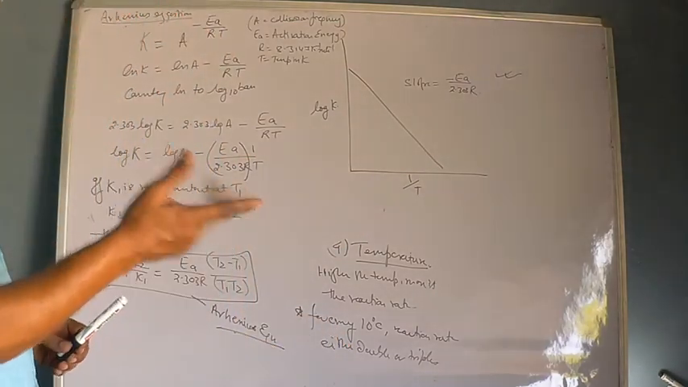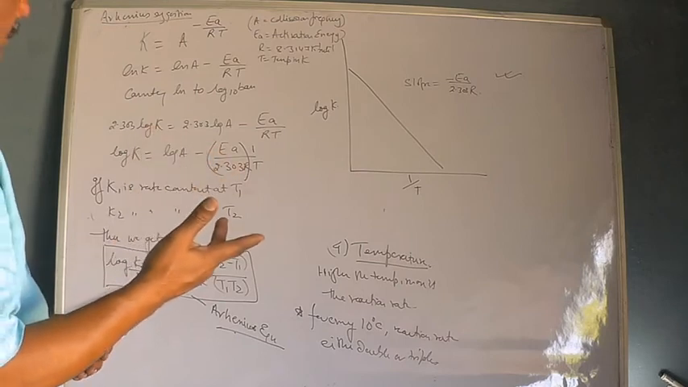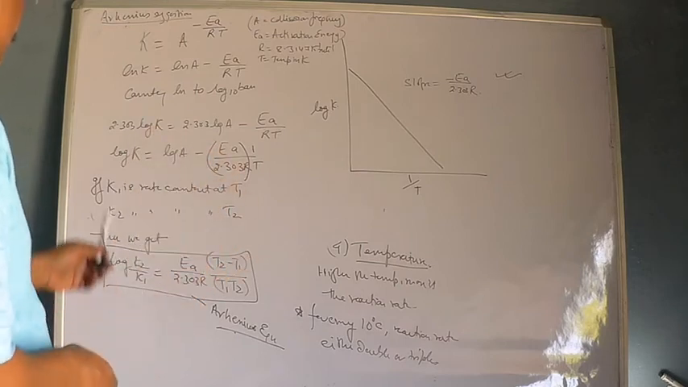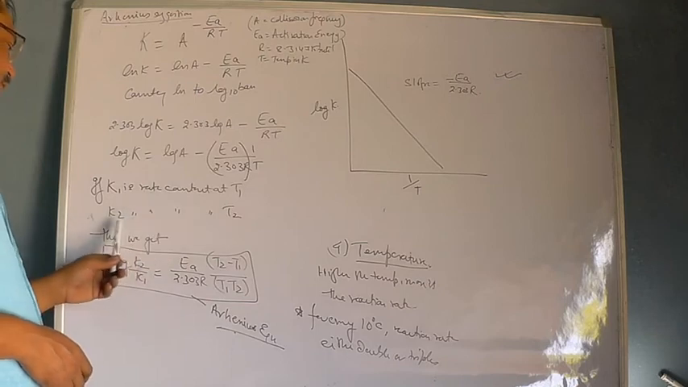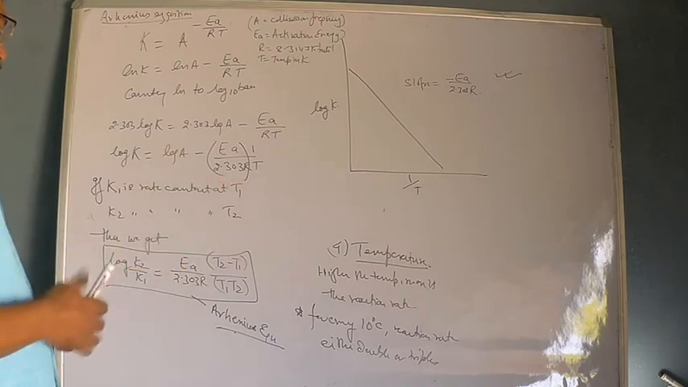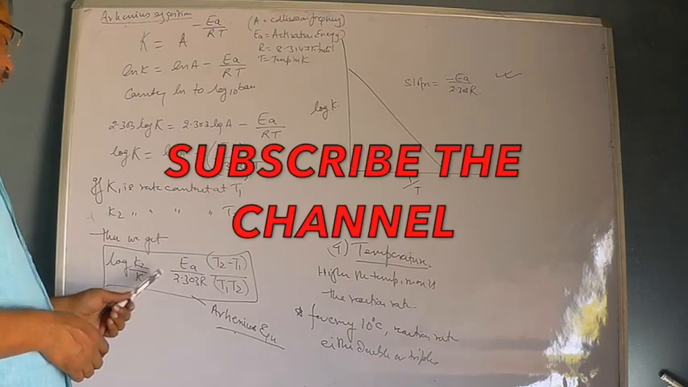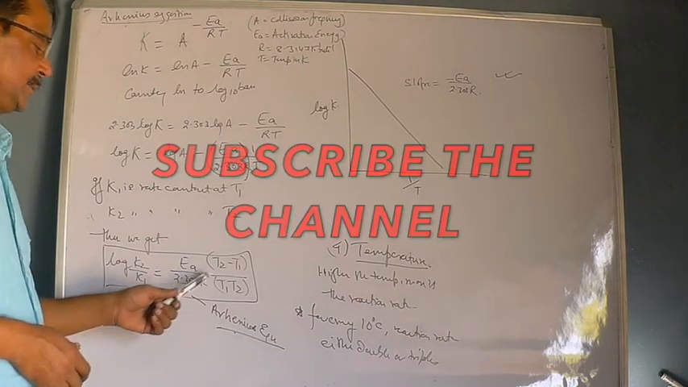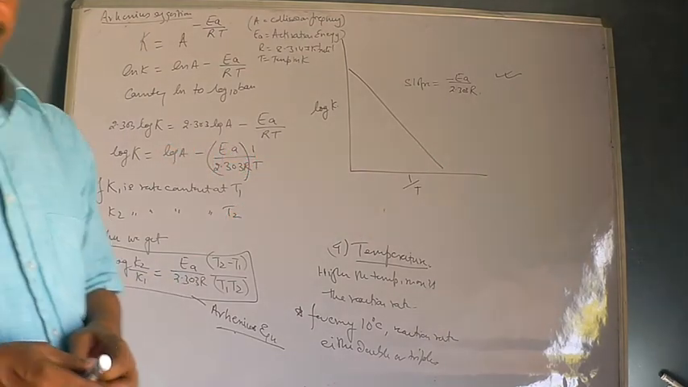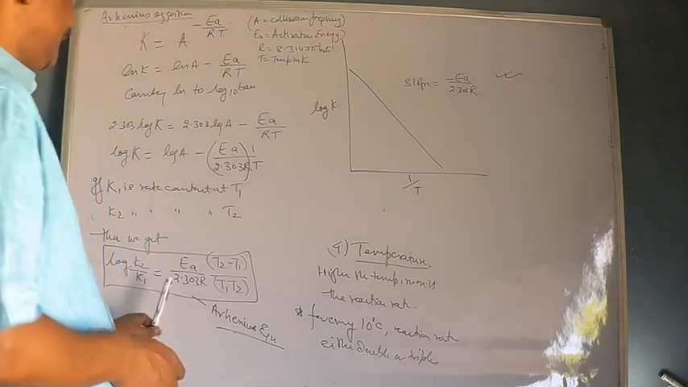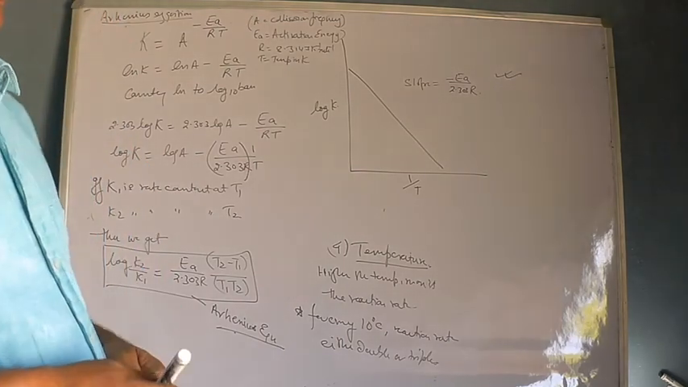So class, now we can make two expressions for T1 and T2. If K1 is the rate constant at T1 and K2 is the rate constant at T2, we get two equations. So subtracting, we get log K2 by K1 equals Ea upon 2.303 R times T2 minus T1 upon T1 T2. So very important, that is called the Arrhenius equation.